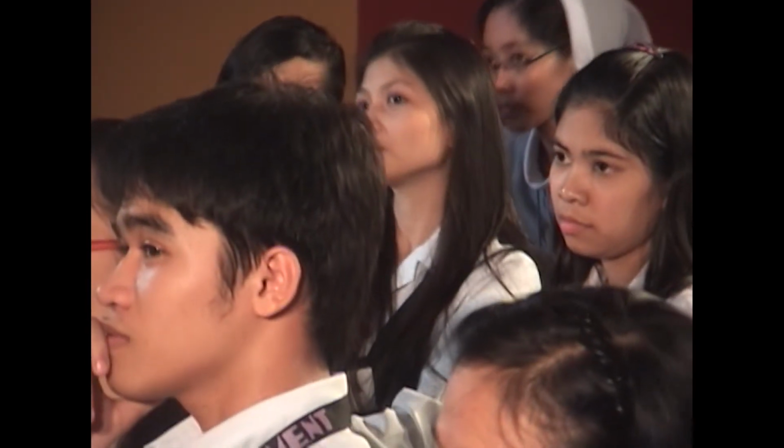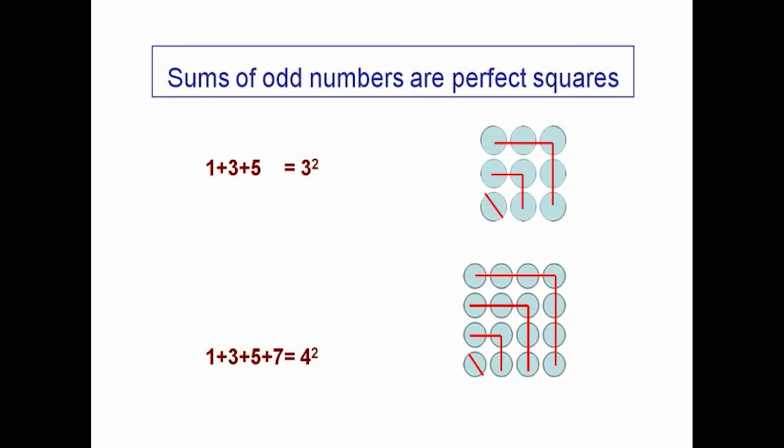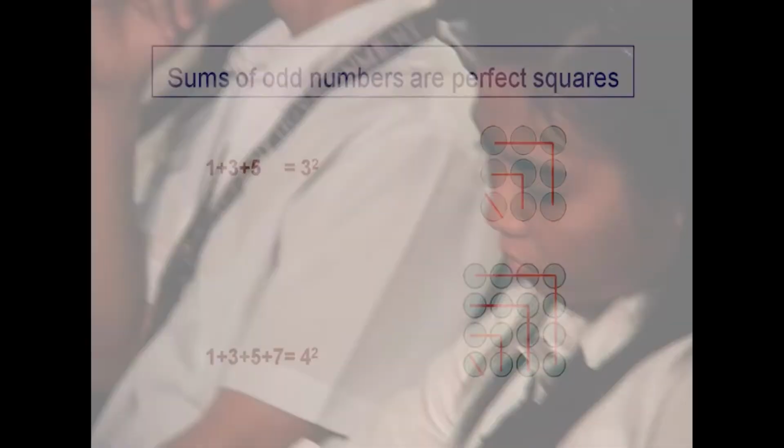How about 5 squared? How do you form the next perfect square? You just add one circle. Add another L-shaped row. Yes. And that L-shaped row will have 2 circles more than the last row.